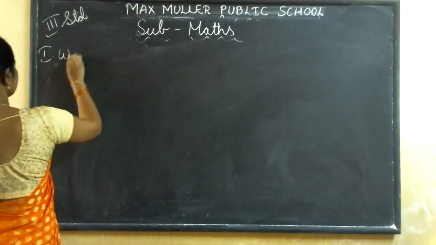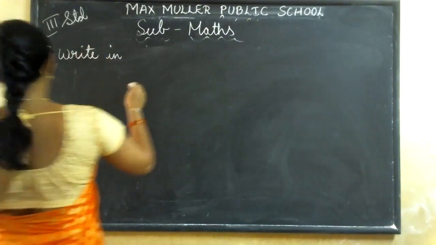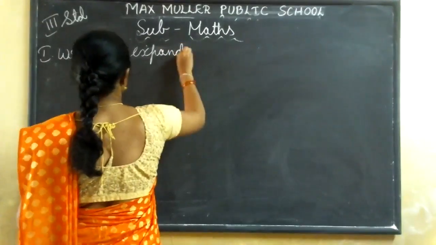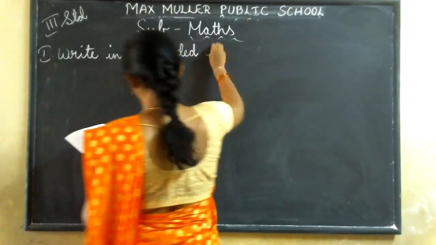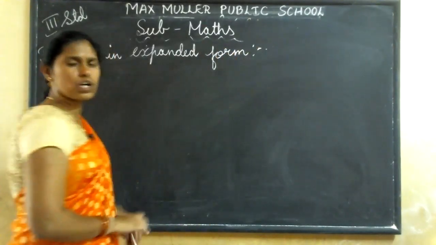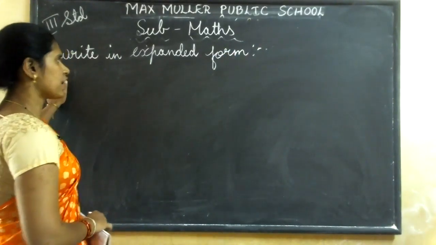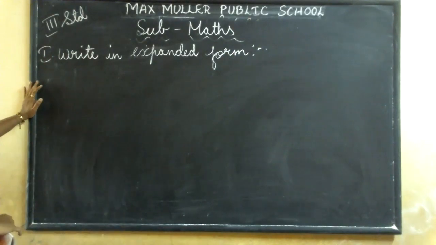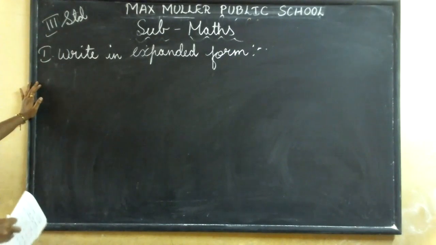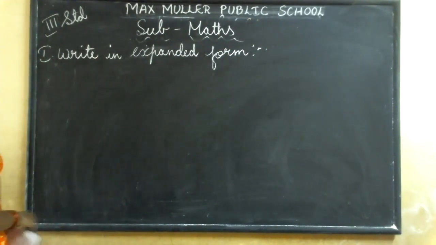Write in expanded form. You wrote the tables last time, I think. Yes or no? Right. Next, you write the heading as "Write in expanded form." In the last class, I gave revision. There only you copied this one. Understood? Write in expanded form.